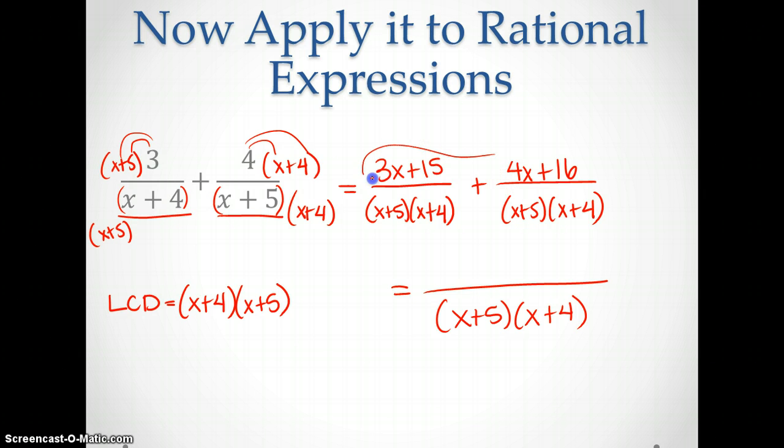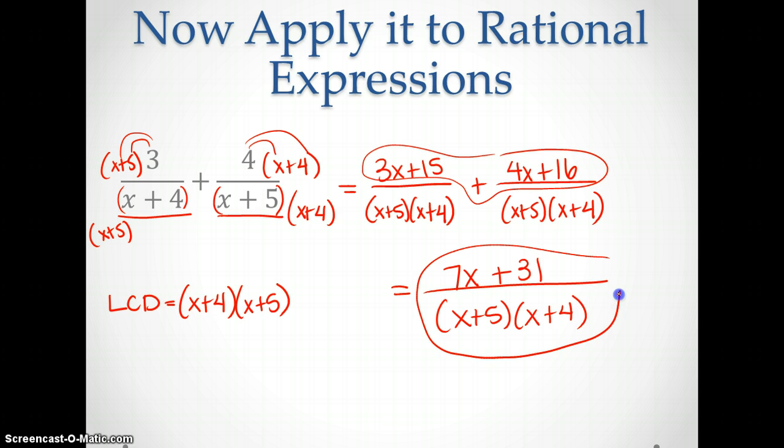But then we do our operation we see in the numerator. So combine like terms to simplify the numerator. So 3x and 4x gives us 7x. 15 and 16 gives us 31. So our final answer, 7x plus 31 divided by x plus 5, x plus 4.